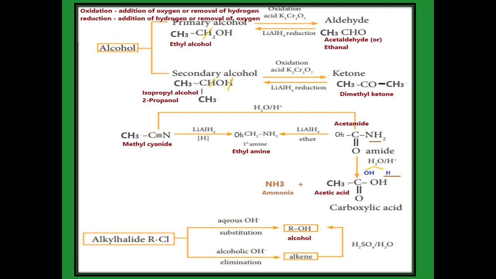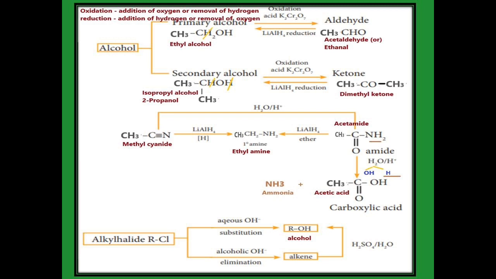Now the acetamide, it is a hydrolysis reaction. Hydrolysis means addition of water. We split the water as OH and H. The H combines with the NH2 and forms ammonia, and the remaining OH from water is added to the CH3CO, we get CH3COOH, that is acetic acid. So if we want to get the acid, the amide undergoes a hydrolysis reaction and gives the acid.